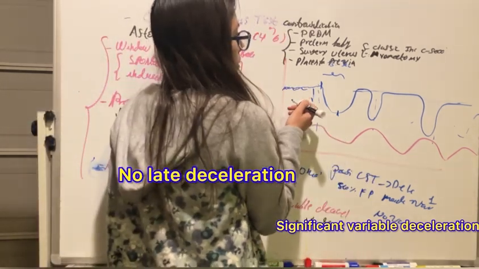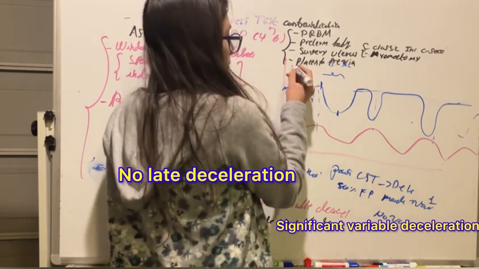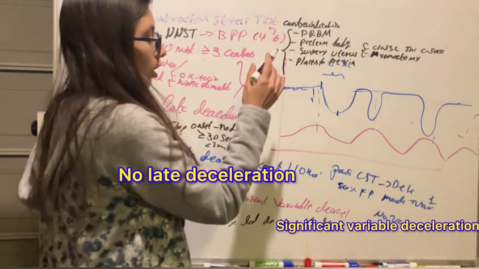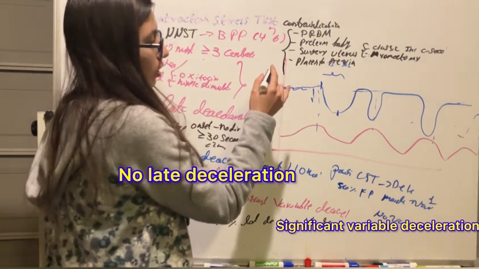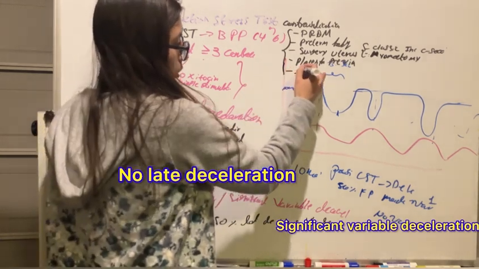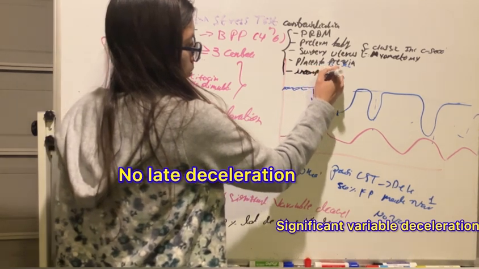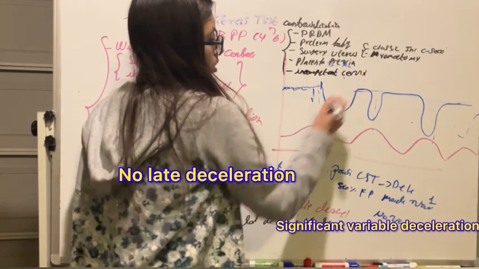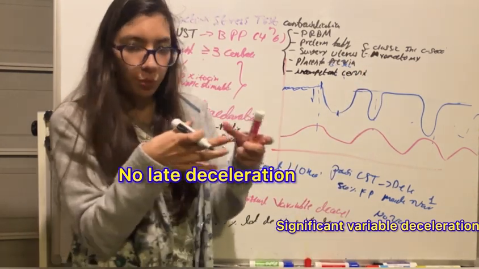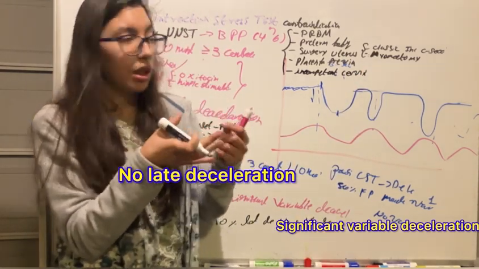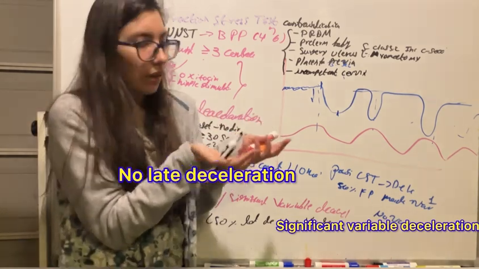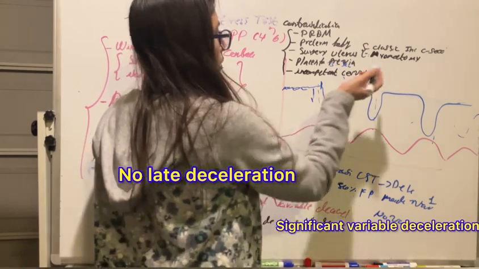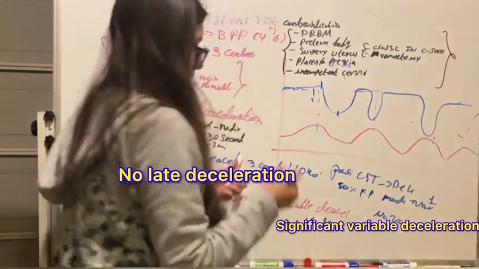Another contraindication to this is that the patient has an insufficient cervix or incompetent cervix. Because if the cervix is incompetent and we induce contractions, then that could lead to a vaginal delivery. So these are the contraindications to doing a contraction stress test.